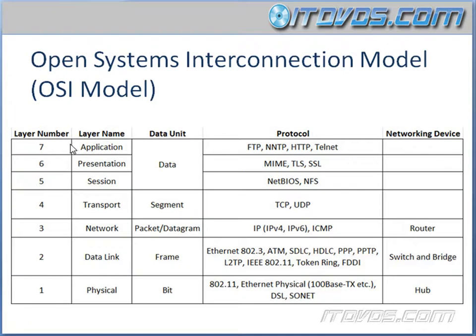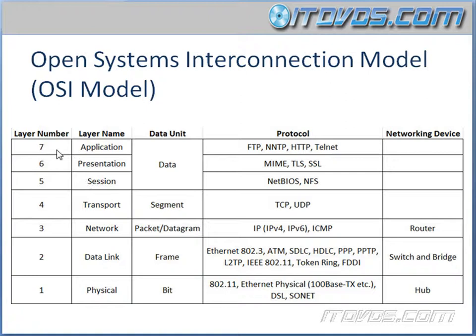It's very important to know in detail what each layer does, what protocols are used at that layer, what the data unit or the protocol data unit is at each layer, and also the networking devices used at each layer. But when we're talking about networking with Cisco devices, we're really going to focus on layers 1 through 4. But again, we do need to know each layer. So let's go over each layer.